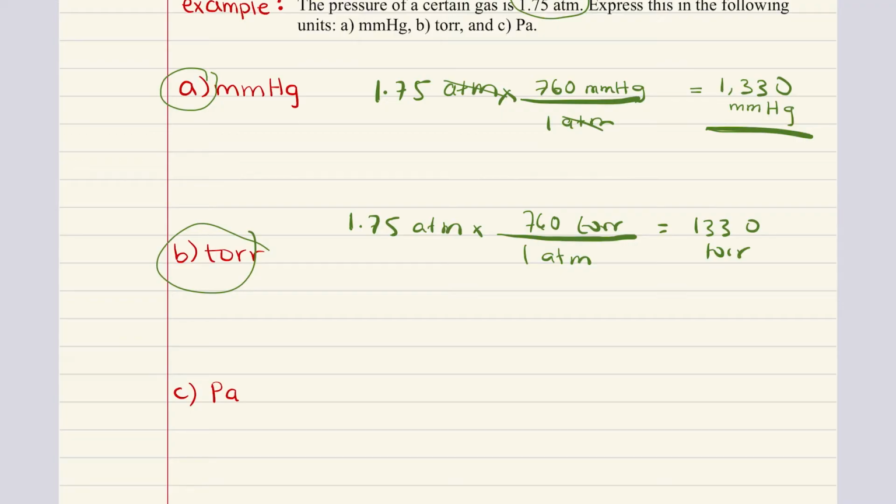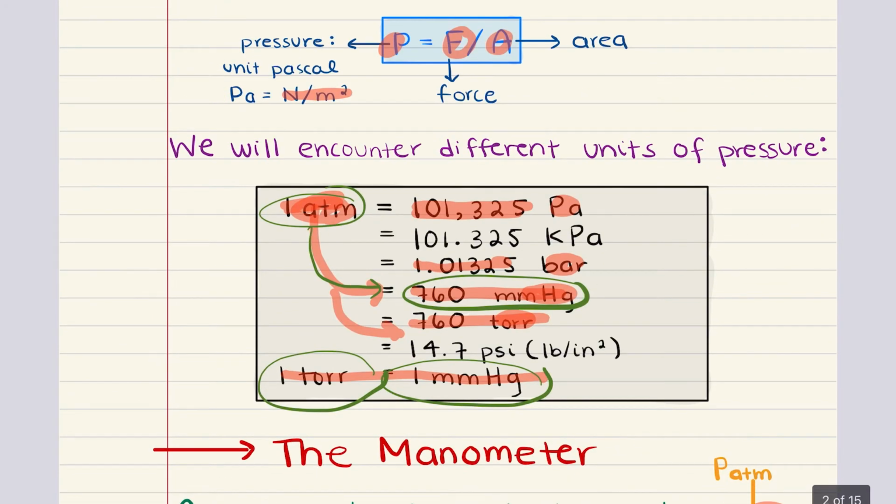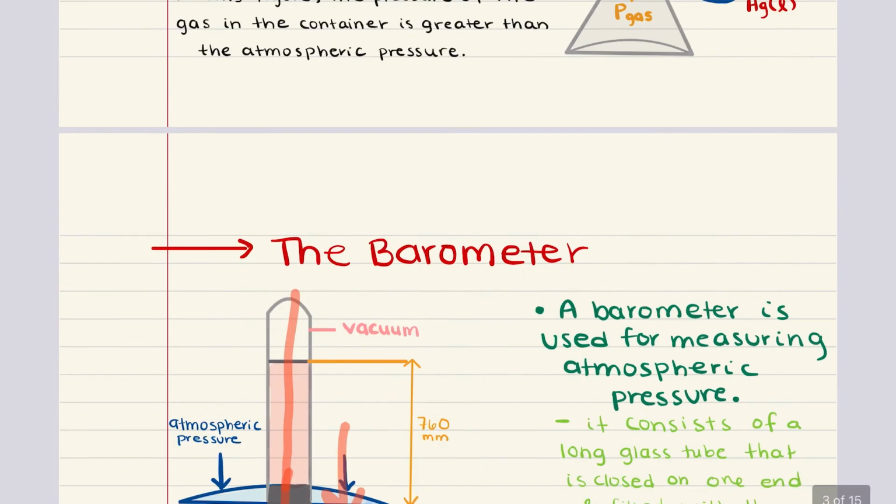All right, wonderful. Last conversion here, we want to go from 1.75 atmospheres to units of pascal. All right, that's our ultimate goal. Okay, let's remind ourselves of what that conversion is. We go back up here. All right, 1 atmosphere is equal to 101,325 pascals. Okay, so that's our conversion.